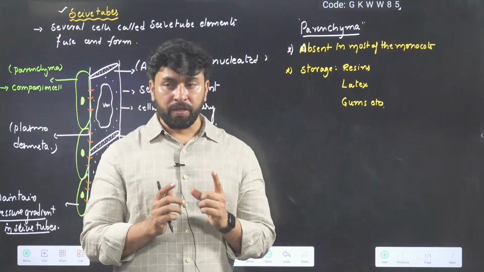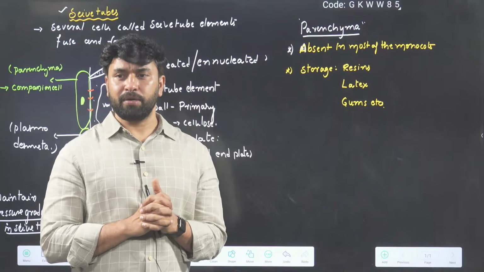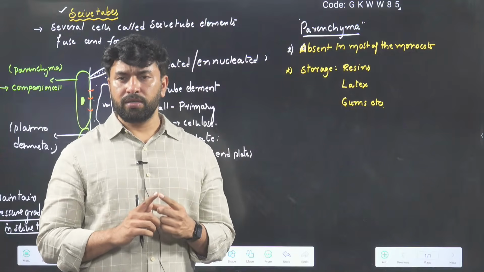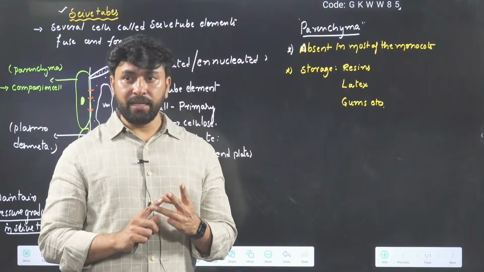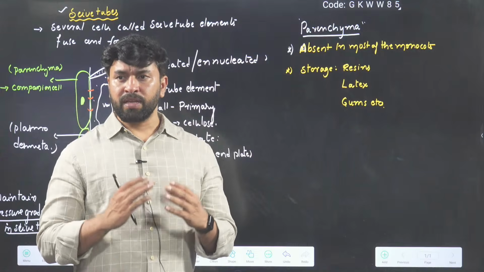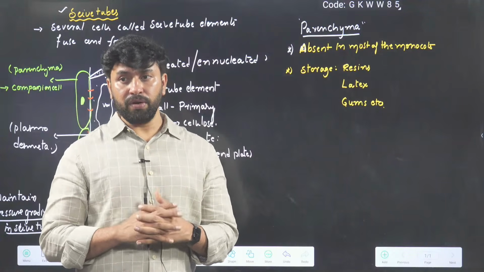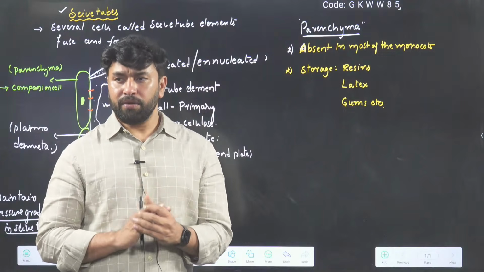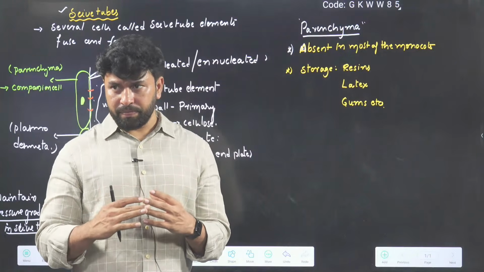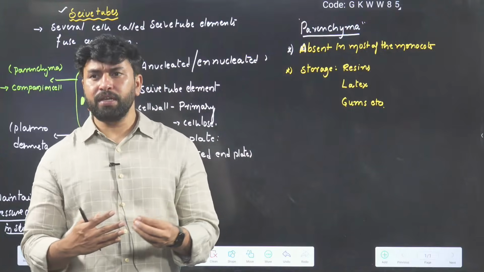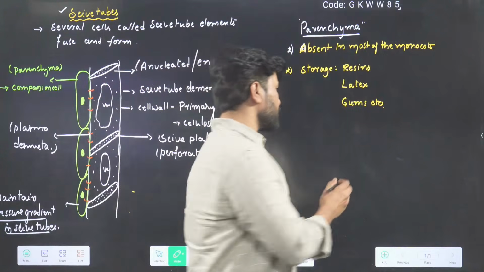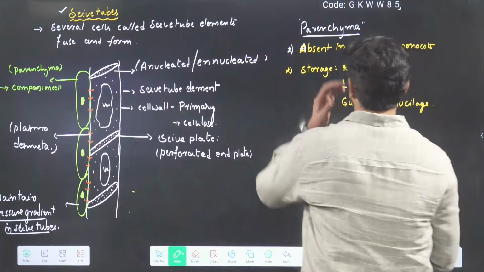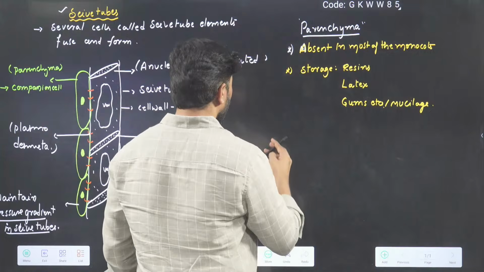Keep it in mind. When we were talking about xylem parenchyma, we mentioned xylem parenchyma can store starch, oils, and secondary metabolites such as tannins. Tannins are exclusive only to xylem. Tannins will never ever be stored by phloem parenchyma. Careful, gums are nothing but mucilage also. Sometimes mucilage are gums. Okay, that's about parenchyma.